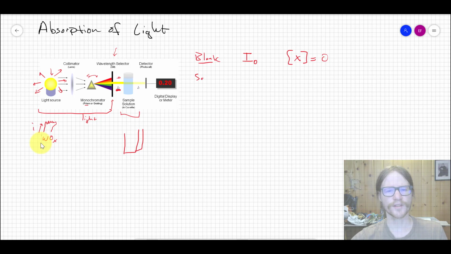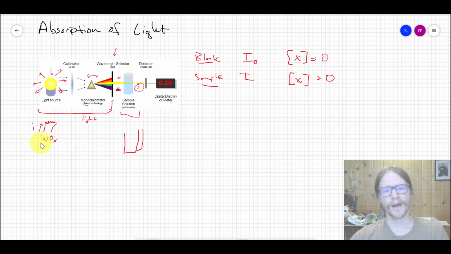And then we have our actual sample as the second measurement, which I don't know what this particular cartoon that I got off of the internet calls it, but normally we just call that I. That's the intensity, and that's when the sample concentration, the analyte concentration, is greater than 0.